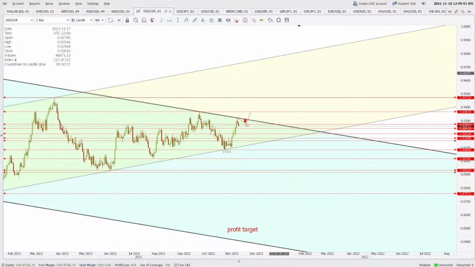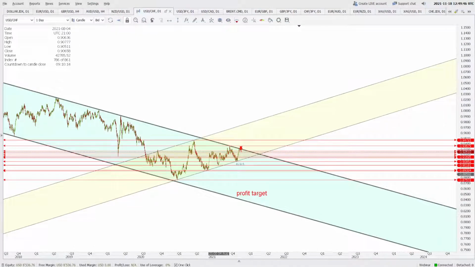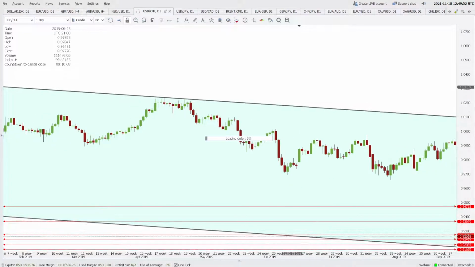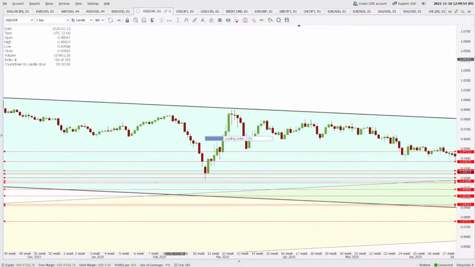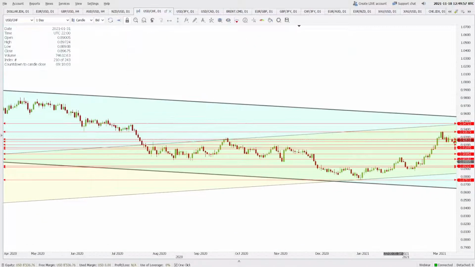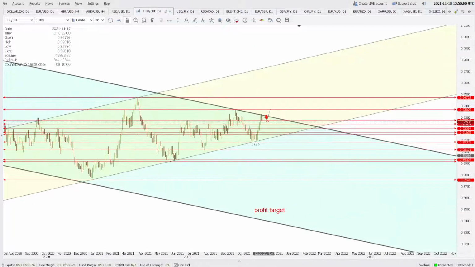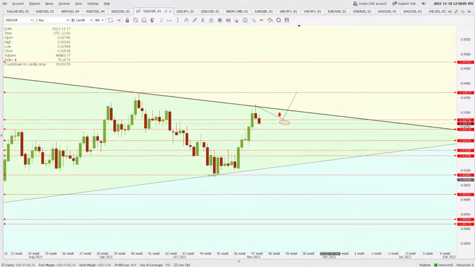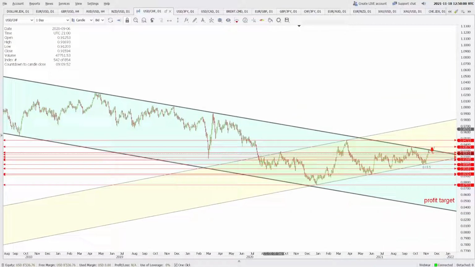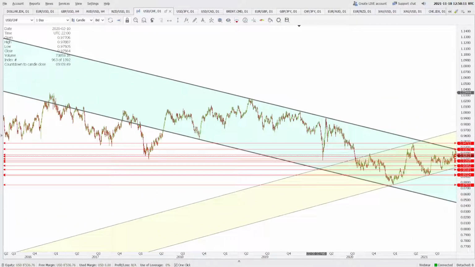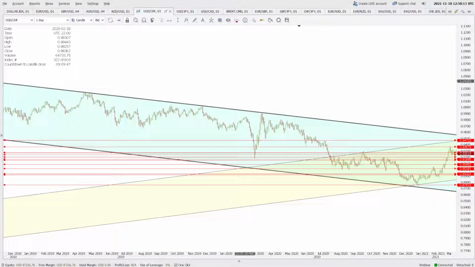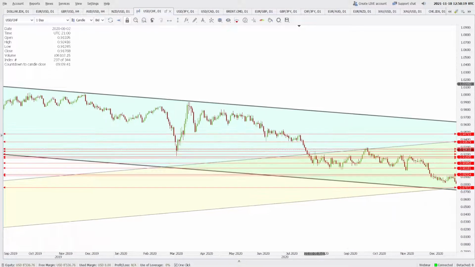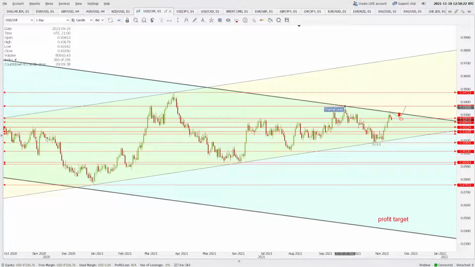USD CHF, I have corrected my channels. Actually this channel was not drawn correctly previously, so it was not giving us the correct information here today. But now I have corrected my channel, and then I could see why there is a bearish pin bar here. You see how this channel is formed. This channel is formed by joining the highs of this area here and this area here, 1, 2, and this is the third time the price tested this.